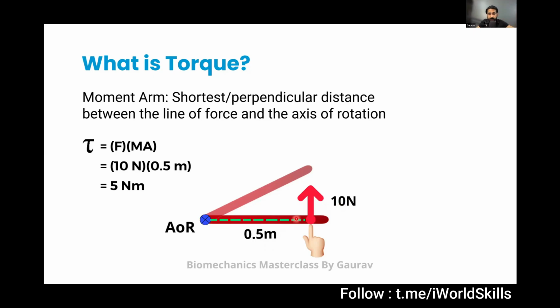Let's calculate torque. So 10 Newton multiplied by moment arm. What is moment arm? 0.5 meter. Gives you 5 Newton meter. Torque for this scenario is 5 Newton meter. Overall, what this means is the ability of this 10 Newton force to cause rotation of this object is 5 Newton meter. As simple as that. I hope you have written down this statement in your notes that torque is simply the ability of a force to cause a rotation of an object, obviously around an axis.